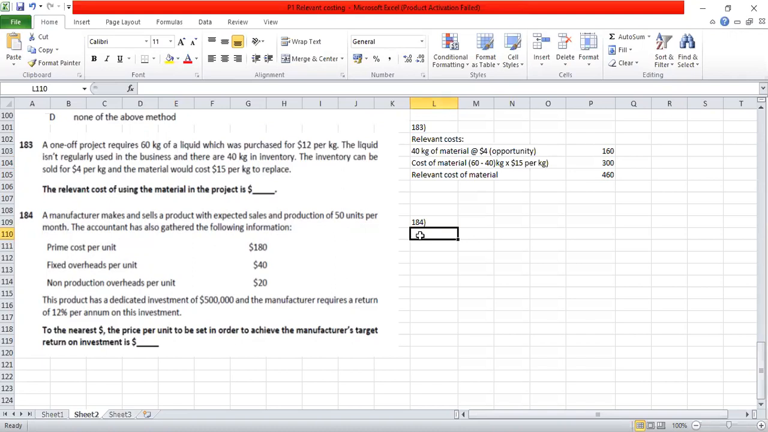A manufacturer makes and sells a product with expected sales and production of 50 units per month. The accountant has also gathered this information. To the nearest dollar, the price per unit to be set in order to achieve the manufacturer's target return on investment is. Okay. We've done a similar question just now, so take it up in that particular fashion.